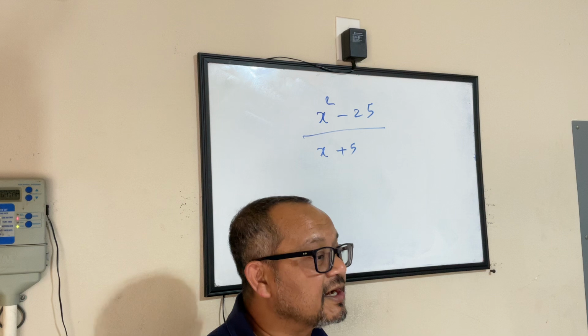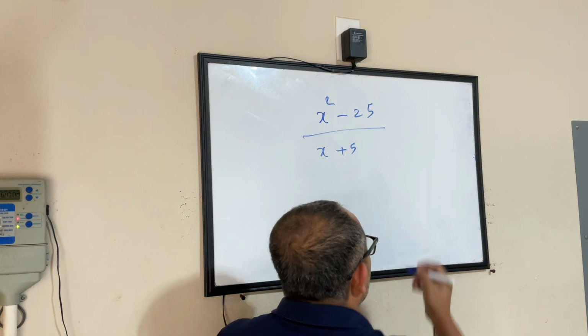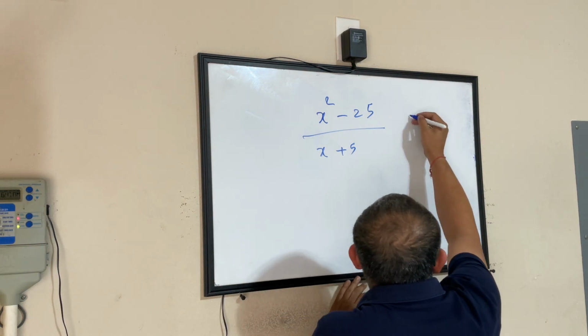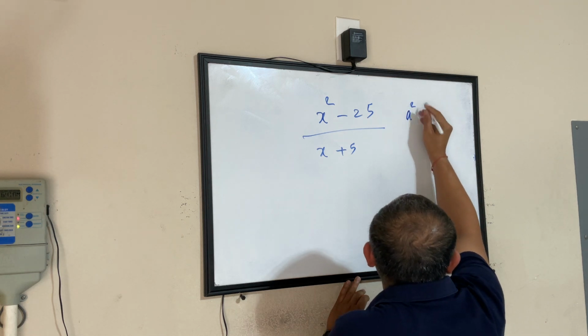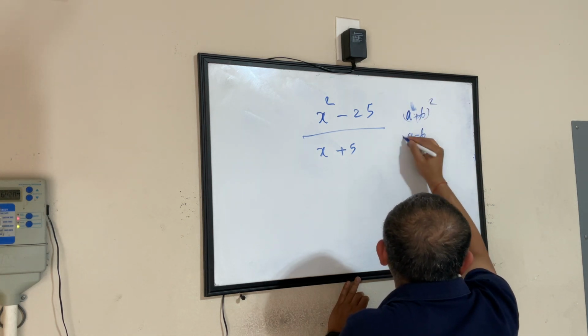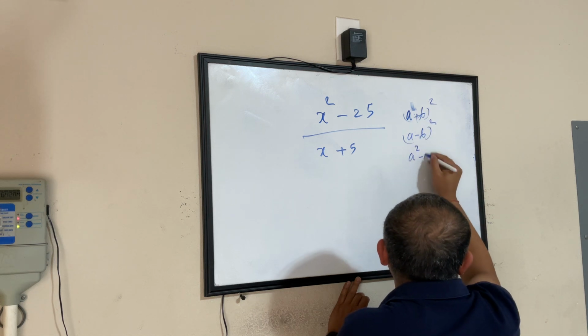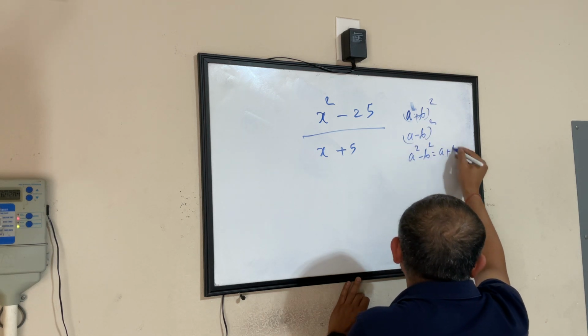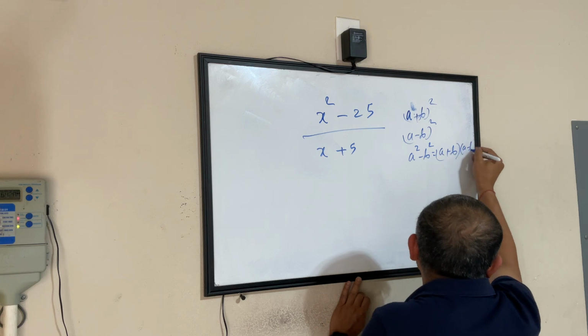Because I'm just trying to relate this with what we learned just now. When we looked at the standard polynomial expressions, we talked about a plus b whole square, a minus b whole square, and a square minus b square equals a plus b into a minus b. This was a classic example.